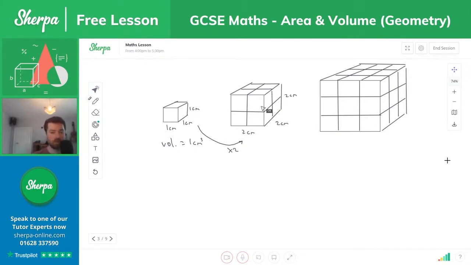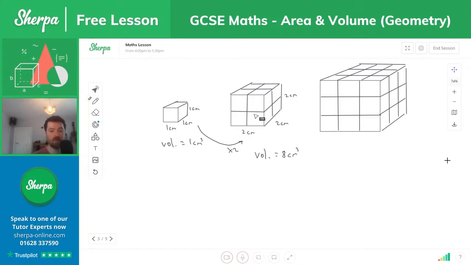We can use our standard formula, which is base times depth times height. 2 times 2 times 2 will give us 2 times 2 is 4, times 2 is 8. So that's one way I can get my volume of 8 centimeters cubed. The other way is we could just literally count the cubes, right?